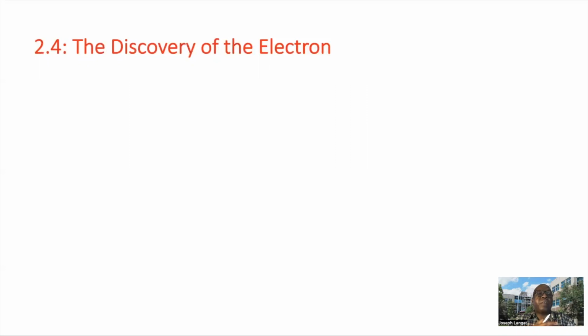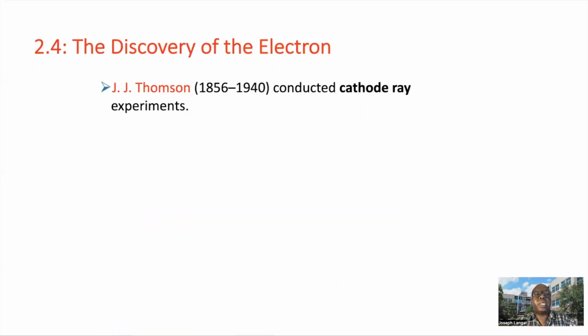Section 2.4, discovery of the electron, J.J. Thomson. We'll see how the electrons were discovered. J.J. Thomson, his full name is Joseph John Thomson. He was a Nobel laureate in physics, was from Britain, and he is credited with the discovery of the electron. Please remember the name and the contribution he made in the development of the atomic theory.